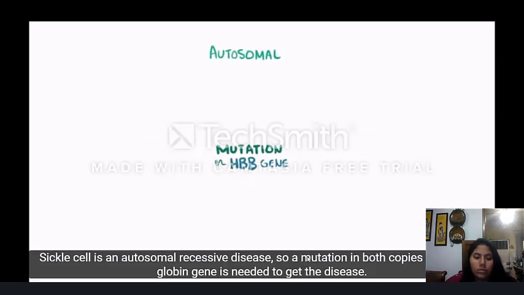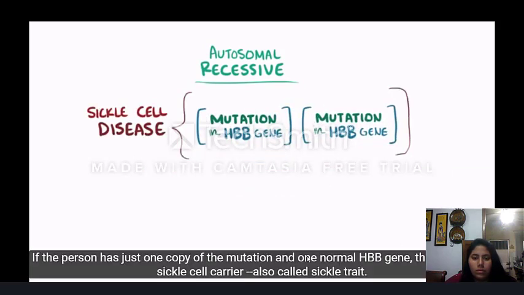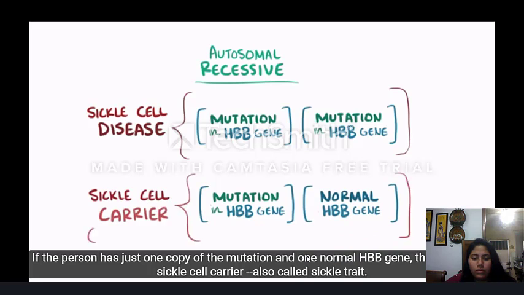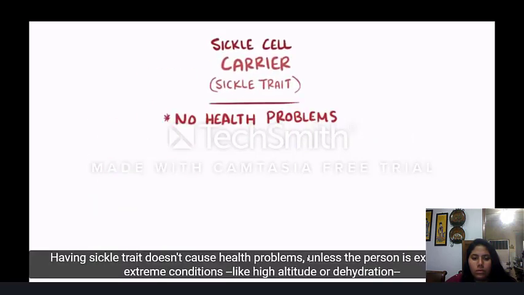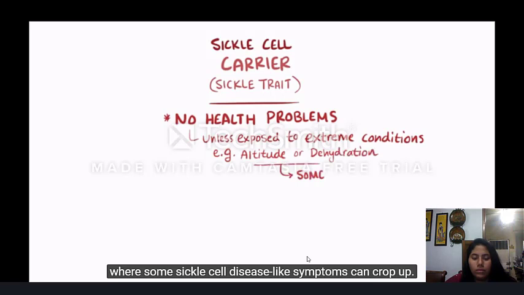Sickle cell is an autosomal recessive disease, so a mutation in both copies of the beta globin gene is needed to get the disease. If the person has just one copy of the mutation and one normal HBB gene, then they're a sickle cell carrier, also called sickle trait. Having sickle trait doesn't cause health problems, unless the person is exposed to extreme conditions, like high altitude or dehydration, where some sickle cell disease-like symptoms can crop up.